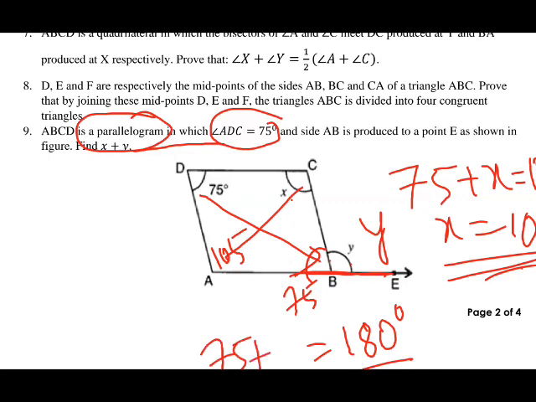75 plus Y is equal to 180 degree. What is Y now, beta? 180 degree minus 75, correct? So what is the answer to this? 105. Y is equal to 105. Excellent. So it is 105. Isn't this problem easy? Yes.